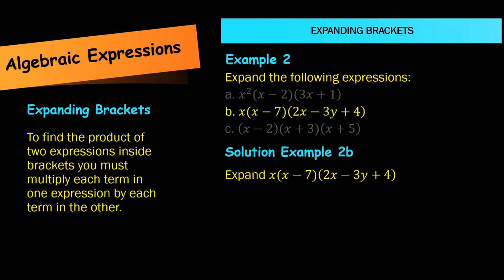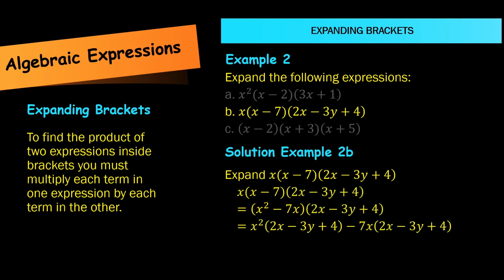Now for example 2b, expand the expression shown. Again, we deal with the x times x minus 7 part first. X times x and x times minus 7. And now we deal with the second pair of brackets as well. So x squared times the second pair of brackets, minus 7x times, again, the second pair of brackets.